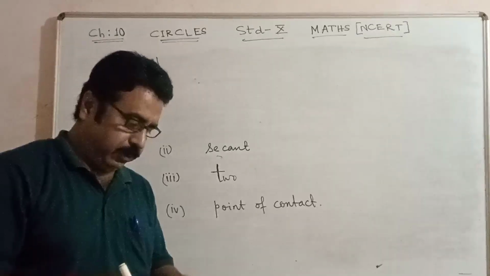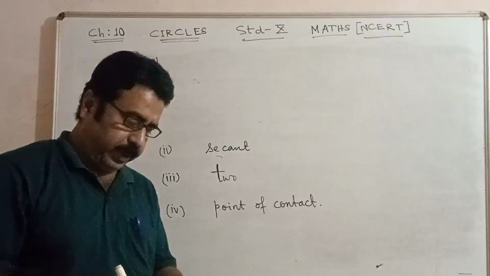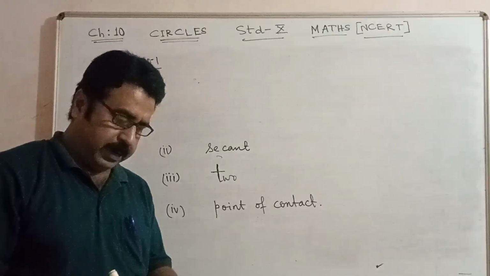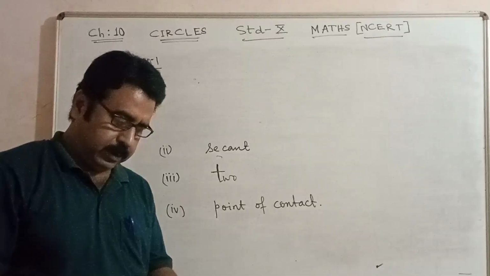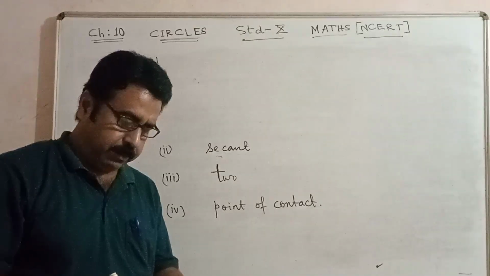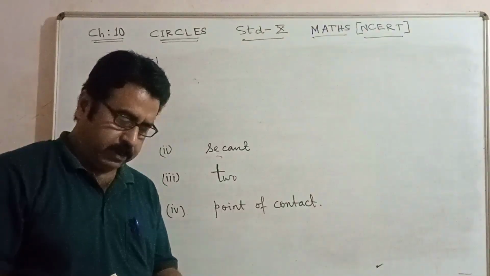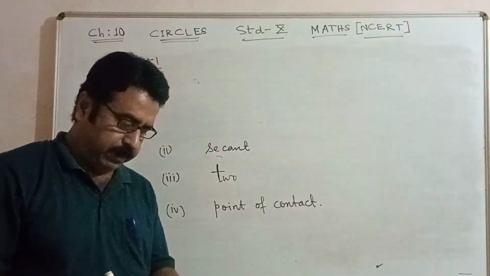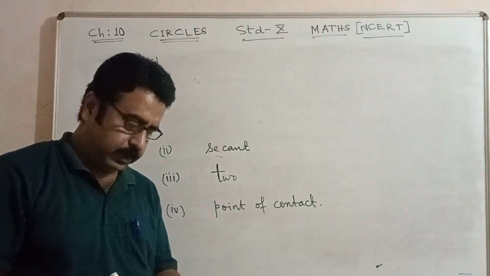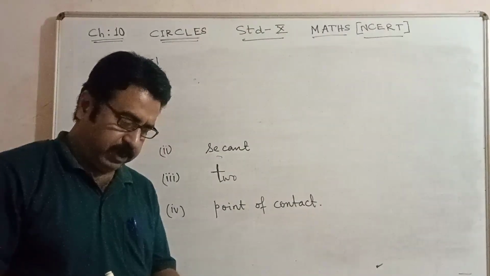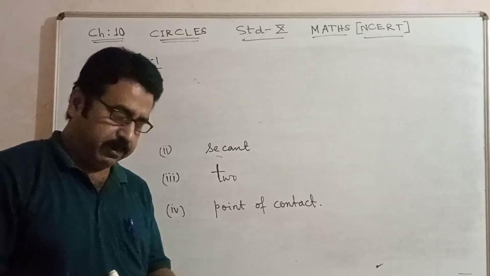A tangent PQ at a point P of a circle of radius 5 cm meets a line through the center O at a point Q, so that OQ is equal to 12 cm. Length PQ we have to calculate.